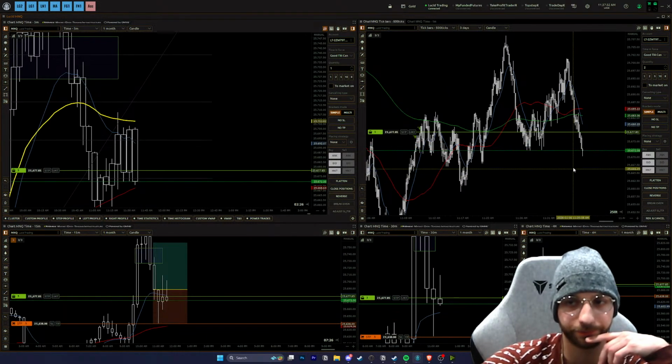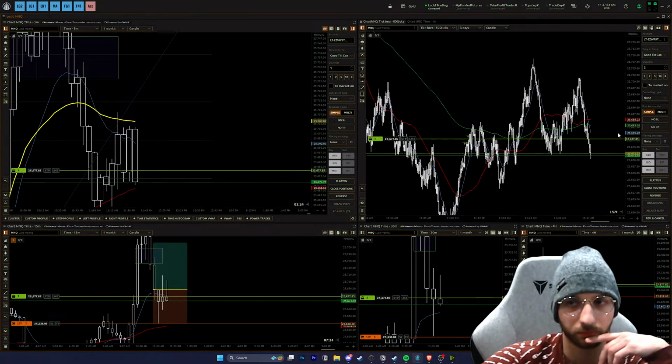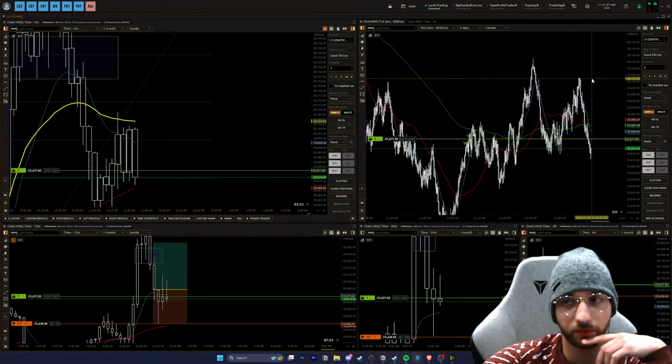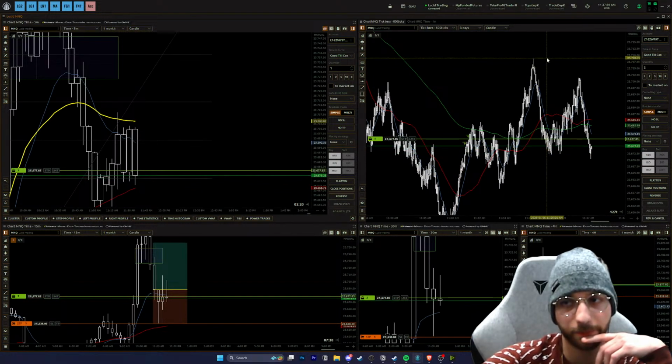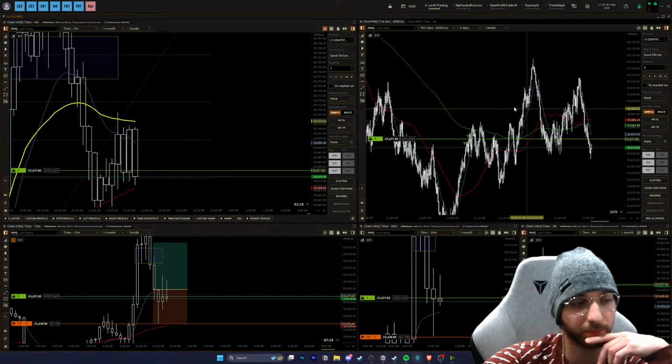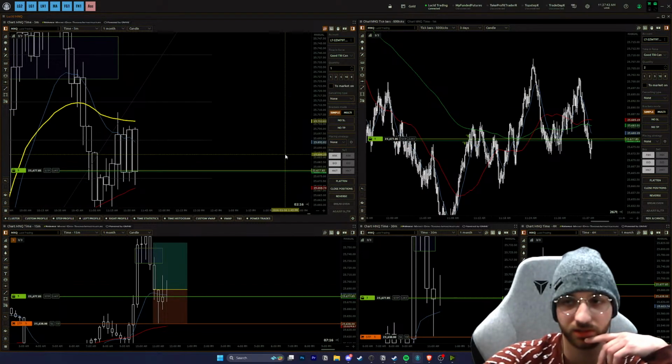Back at the support. We actually rejected off of 700s. Weren't able to look up 6 points higher.